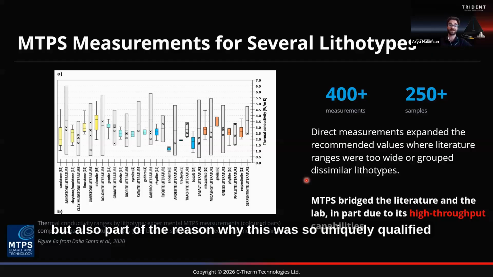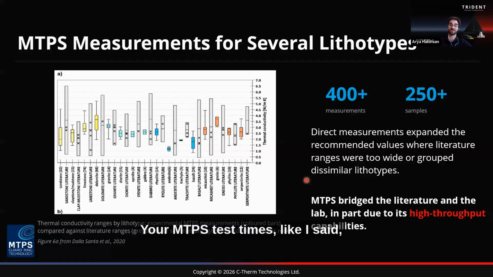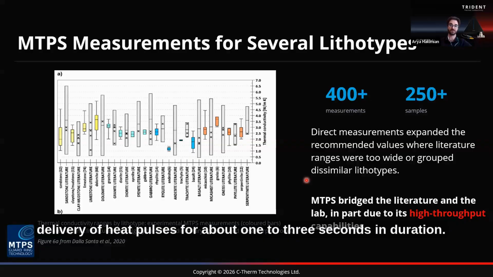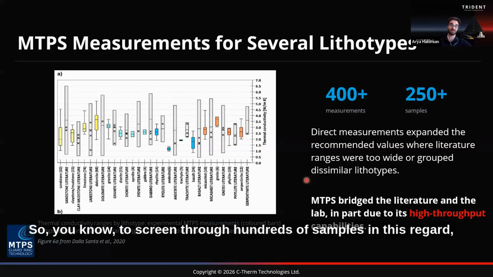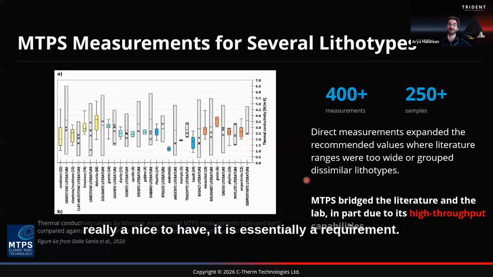Part of the reason this was so uniquely qualified for this application is the high throughput capabilities. Your MTPS test times are amongst the fastest on the Trident. You're looking at average delivery of heat pulses of about 1 to 3 seconds in duration. So to screen through hundreds of samples in this regard, having that speed is not really a nice to have, it is essentially a requirement.